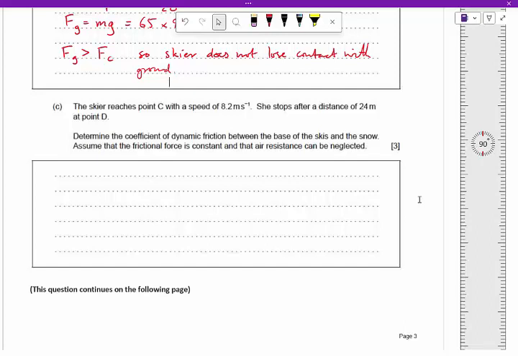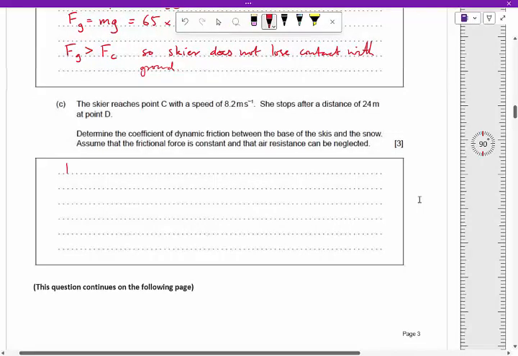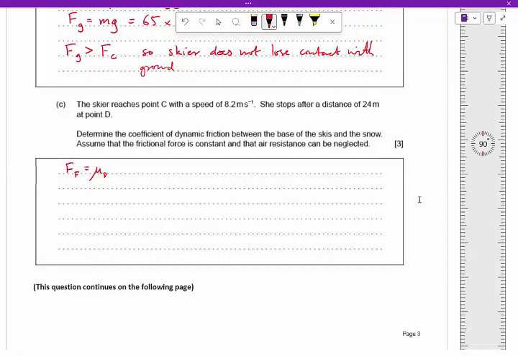Okay. So we need to first work out the acceleration here, and that will then allow us to work out what the net force on her must be. That net force is the friction force, and then we have enough information to work out the normal force, and that should allow us to work out the coefficient of dynamic friction. So just to organize our approach a little bit, we can say F friction is equal to the coefficient of dynamic friction times F normal. So we need to work out F friction and F normal.